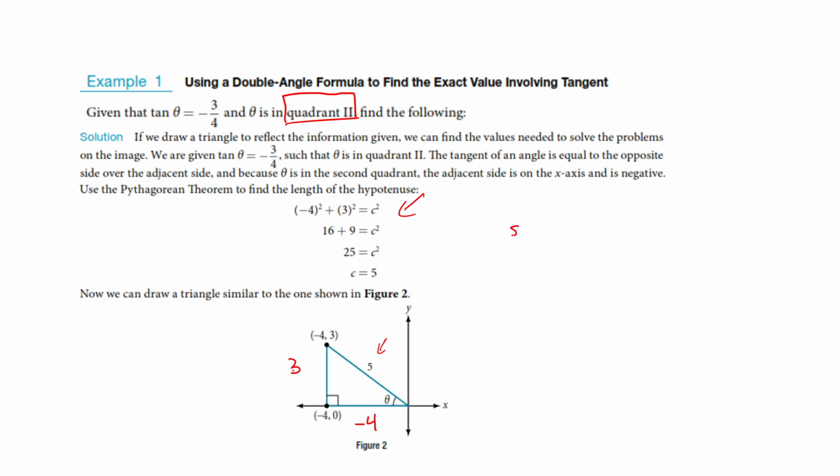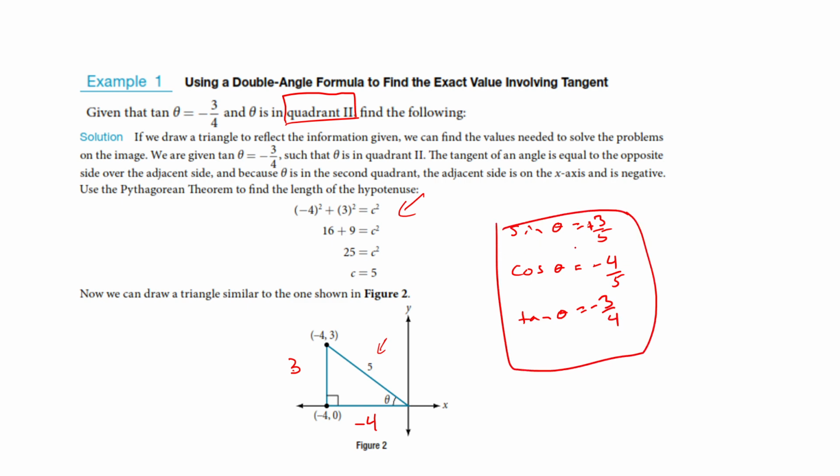So we've got everything we need now. We can look up, so the sine of theta here would be 3 over 5. Cosine would be negative 4 over 5. And we already knew that the tangent of theta was negative 3 over 4. Now, why do we need these?